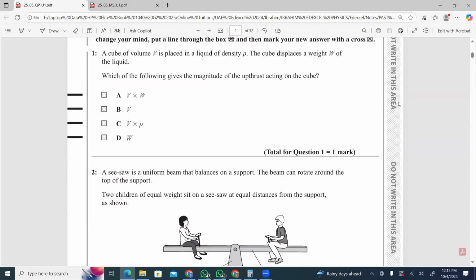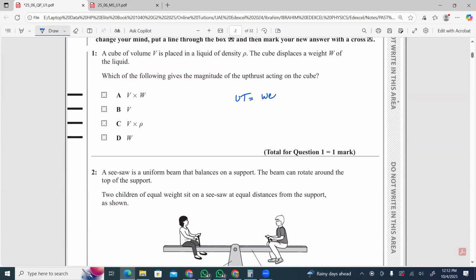Question number one: a cube of volume V is placed in a liquid of density rho. The cube displaces a weight W of the liquid. Which of the following give the magnitude of the upthrust acting on the cube? Remember that the upthrust is always equal to the weight displaced by the object. Weight of liquid displaced by the object.